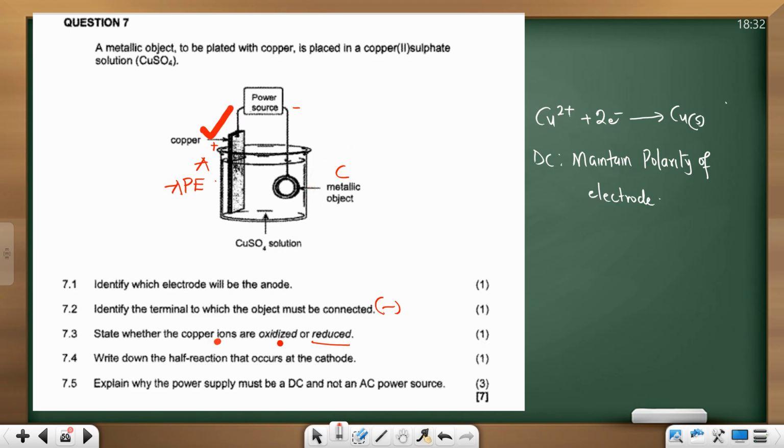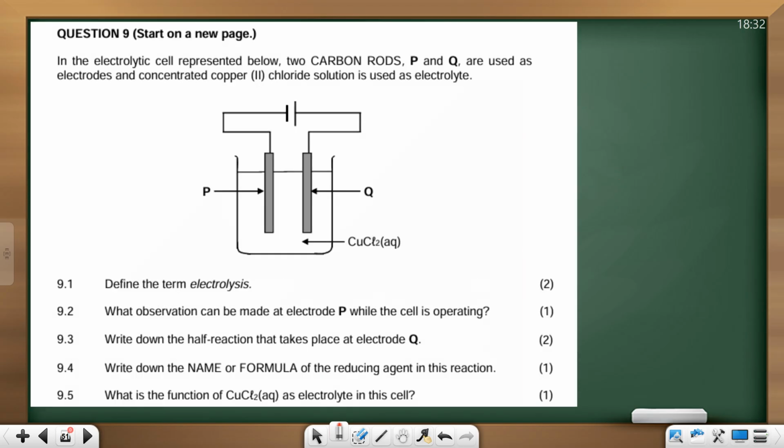State whether copper ions are oxidized or reduced. We answered reduced. Half reaction there. AC or DC? DC. Reason? To maintain polarity of electrode. 7 marks. We're done there. Okay, that one we answered last week.